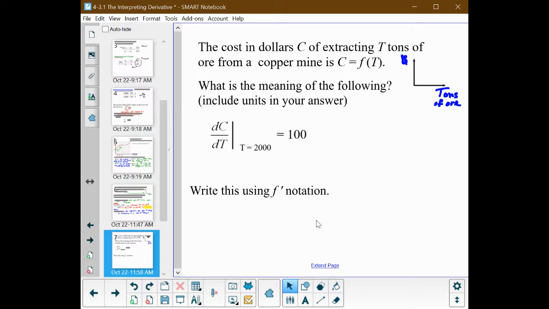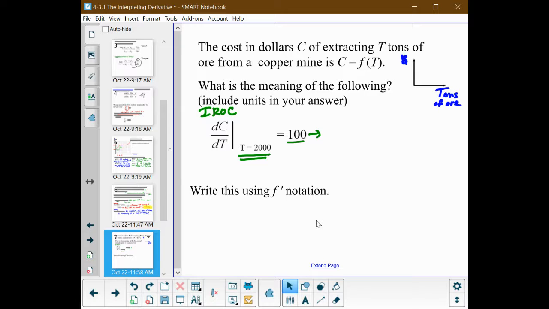We have Leibniz notation, so it's saying dC/dT. So this again is the instantaneous rate of change. We can think of this as C prime, and we're going to write that after we fill out the meaning here. But this tells us our T, our independent variable, is 2,000, and the rate is 100 here.